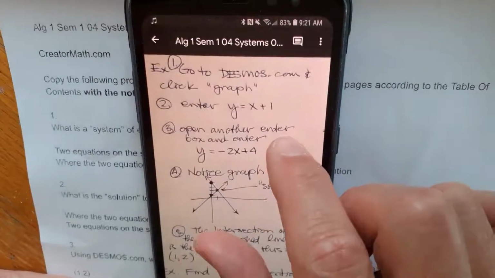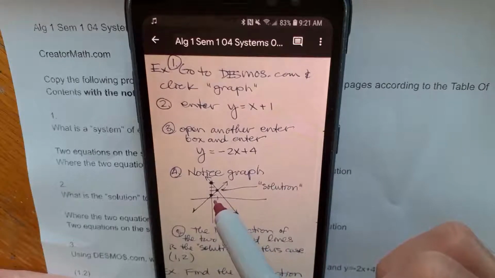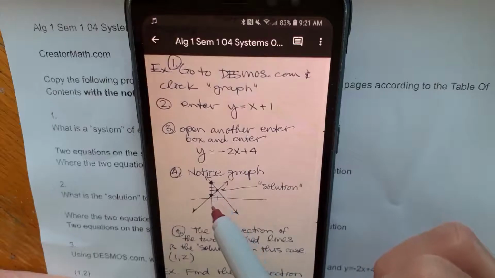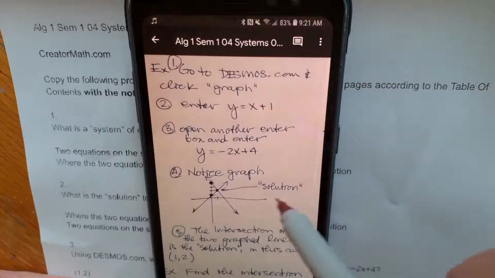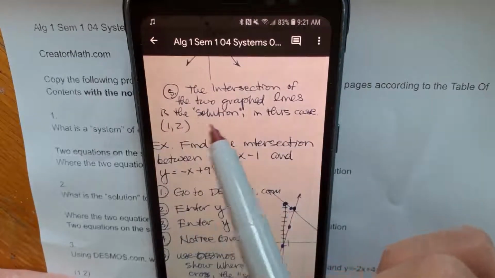So what is a system? A system is 2 or more graphs on the same graph, right? Just think of 2 lines graphed. And what we're really interested in is where these 2 lines cross. That's the critical point there, called the solution. Here it is in the notes. Put these in your comp book. The intersection of the 2 graph lines is the solution.